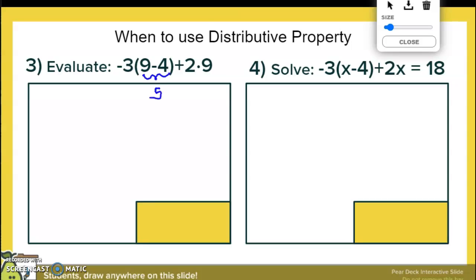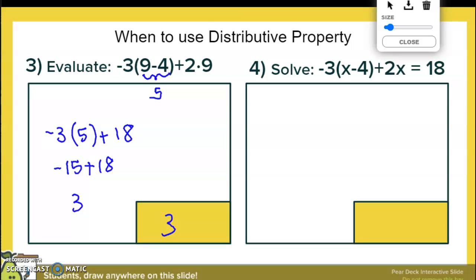So the expression just becomes negative 3 times 5 plus 2 times 9. This is not 2.9, this is 2 multiplied by 9, that's 18. So that's negative 3 times 5 is negative 15 plus 18. That leaves you with positive 3. So 3 is my final answer.